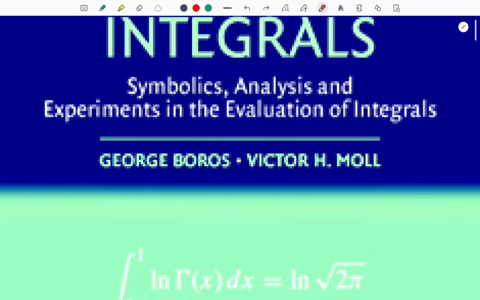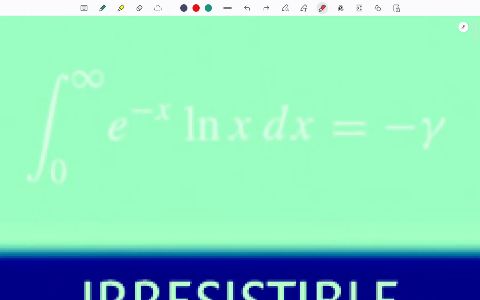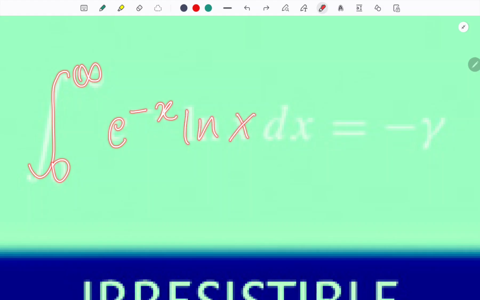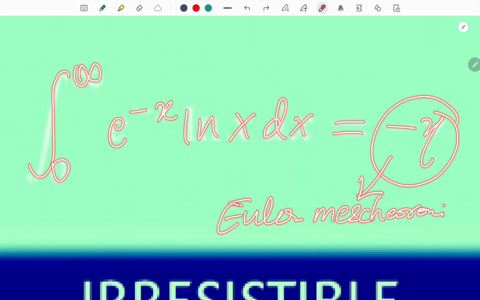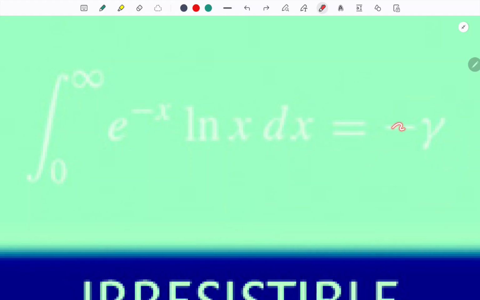Okay, guys, before everything else, we have an integral on the front page itself that shows the integral from 0 to infinity of e to the negative x ln of x dx is negative times the Euler-Mascheroni constant. I hope you are familiar with this. This is the Euler-Mascheroni constant. I think my spelling is kind of wrong, but yeah, adjust it.